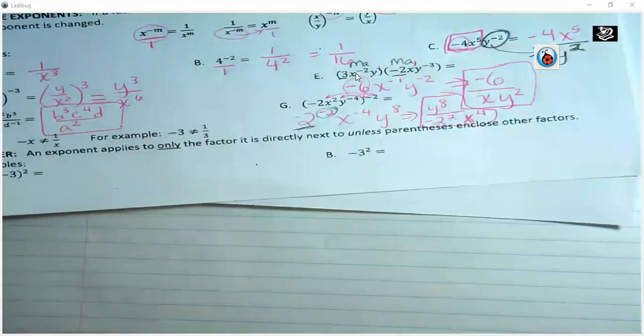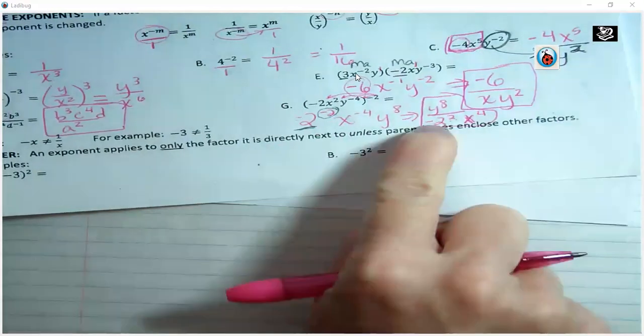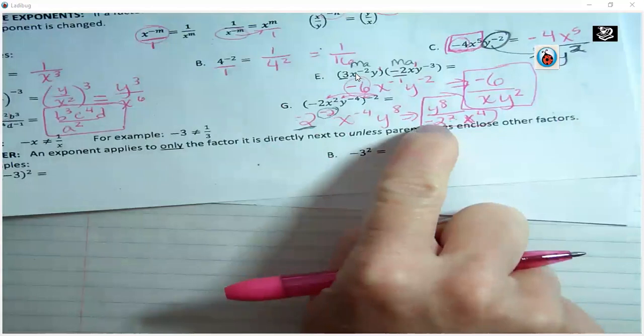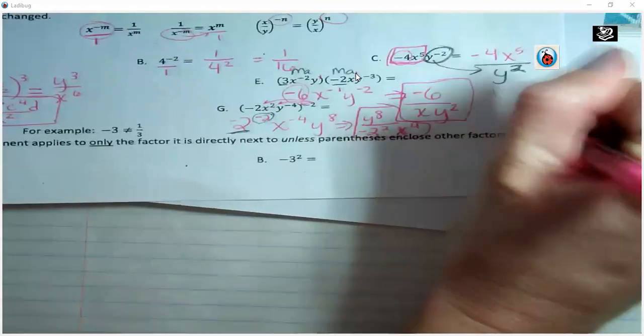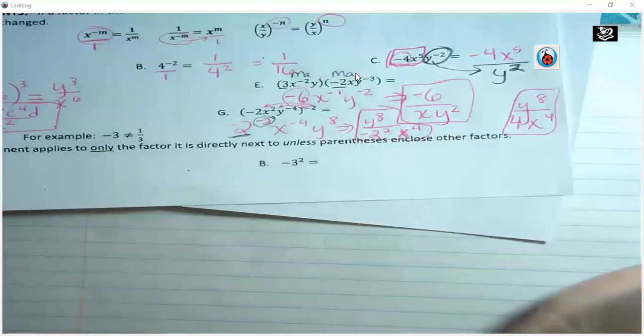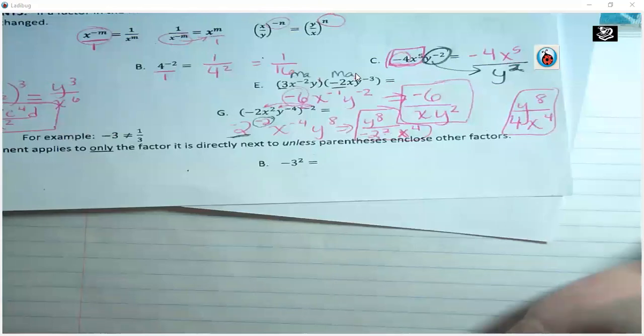You could do one more step if you wanted to. You could do negative 2 squared, which means negative 2 times negative 2, which is positive 4. So you could also say y to the 8th over 4x to the 4. You could also submit that as your answer. Okay.